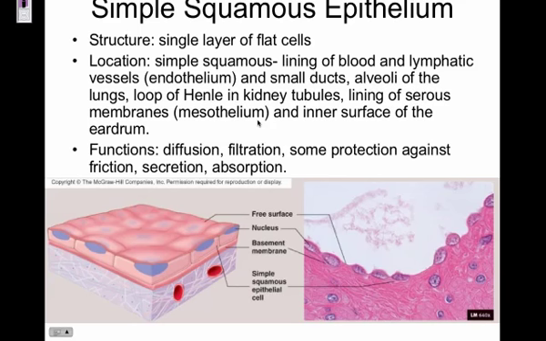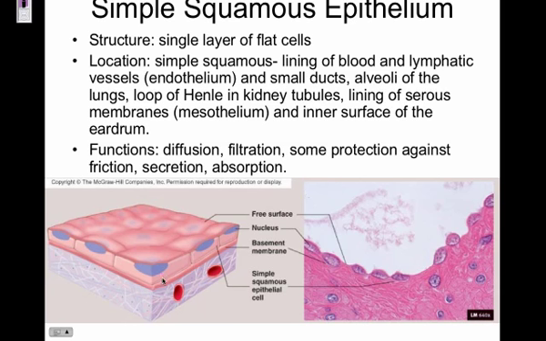So here's a picture of simple squamous epithelium. We said the structure, just from the name, you can tell it's a single layer of flat cells. It's for diffusion of gases and nutrients. And so you can find this a lot in the lining of blood and lymphatic vessels so that oxygen gases can diffuse across very easily in nutrients. Some of the small ducts, the alveoli and the lungs, which is where gas exchange occurs. And the inner surface of the eardrum.